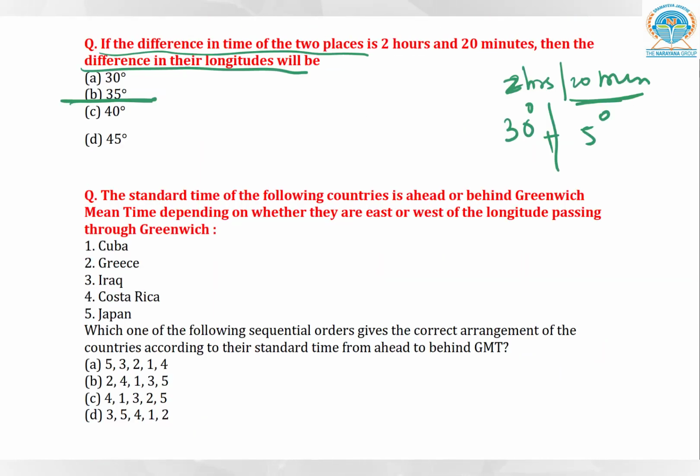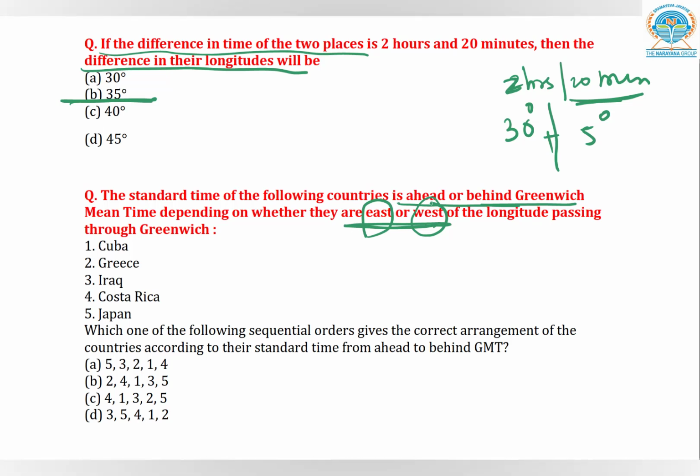The standard time of the following countries is ahead or behind Greenwich depending on whether they are east or west. We know, right, if they are on the east, they are ahead because they are seeing the morning first, and if they are on the west, they are behind. So he is asking us to arrange which country will be ahead in time and which country will be least in time from Greenwich.